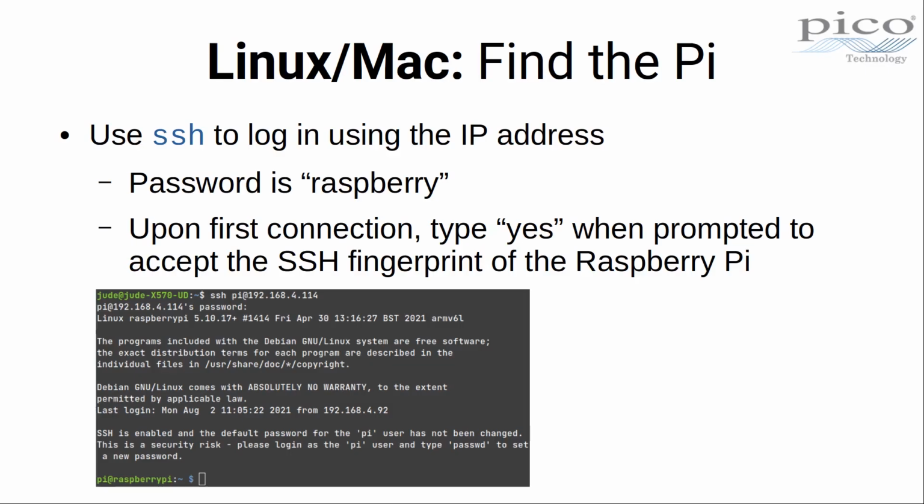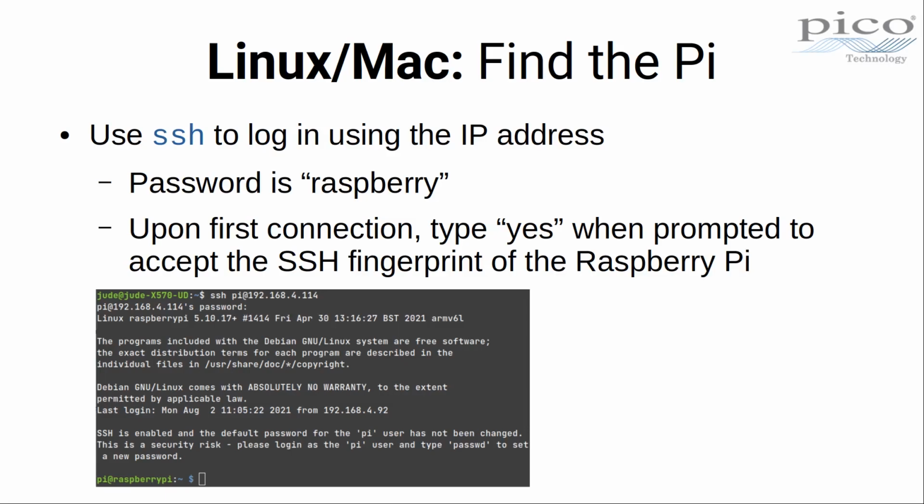The IP address can now be used alongside the default username and password to log into the Raspberry Pi via secure shell. On Linux and Mac, the command to do this is SSH, with the default password being raspberry and the default user being pi. When you first try and log in, it will ask you to accept the fingerprint of the device, and you just type yes to accept this.